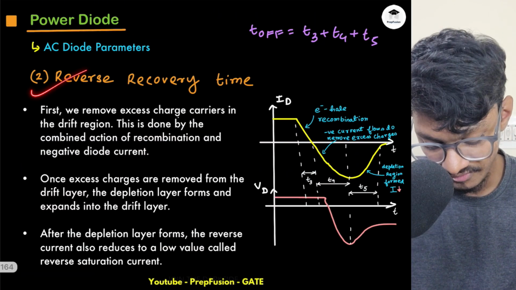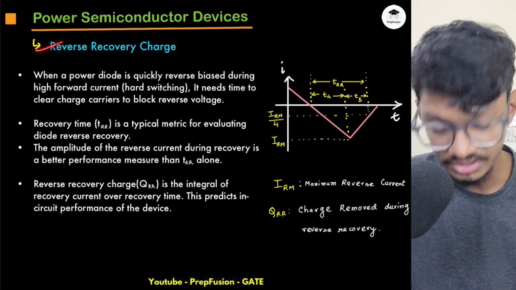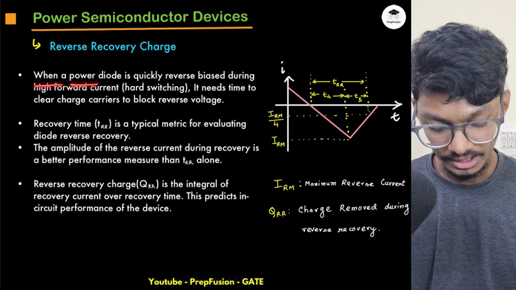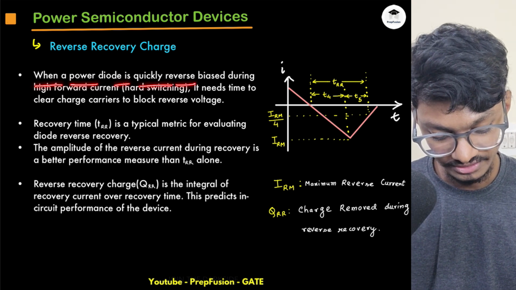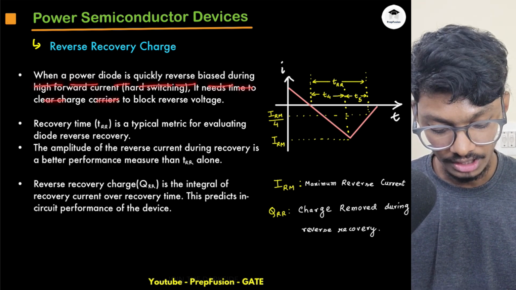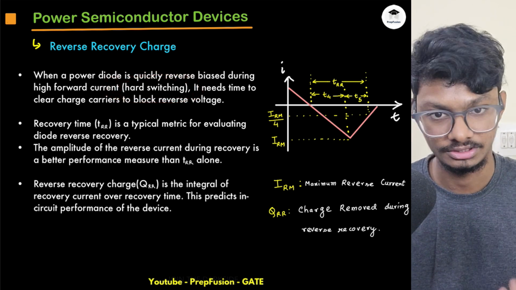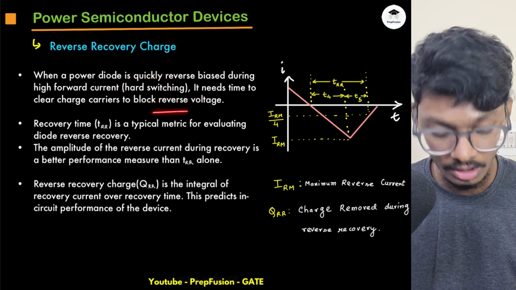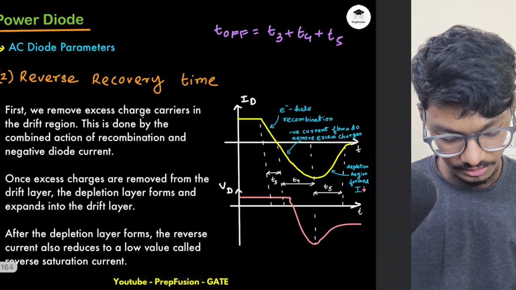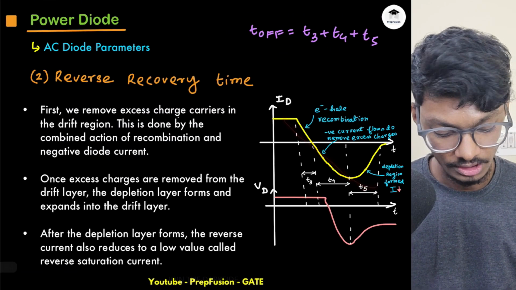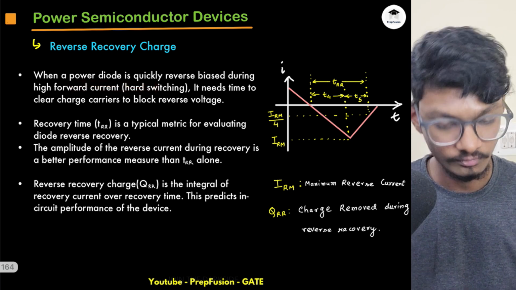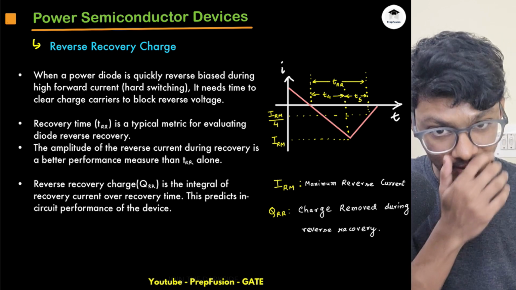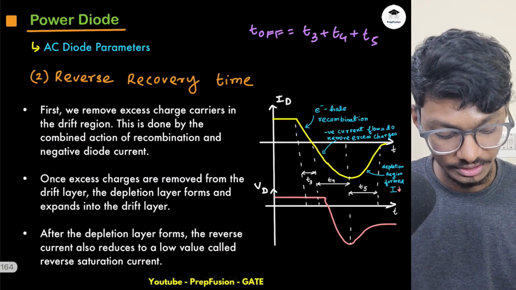In this reverse recovery time, there is another term known as reverse recovery charge. So we'll understand about this reverse recovery charge. When a power diode is quickly reverse biased during high forward current, this phenomenon is also known as hard switching. It needs time to clear charge carriers to block reverse voltages. So high forward current is flowing through the diode, and I am trying to quickly reverse bias it with a high negative voltage.